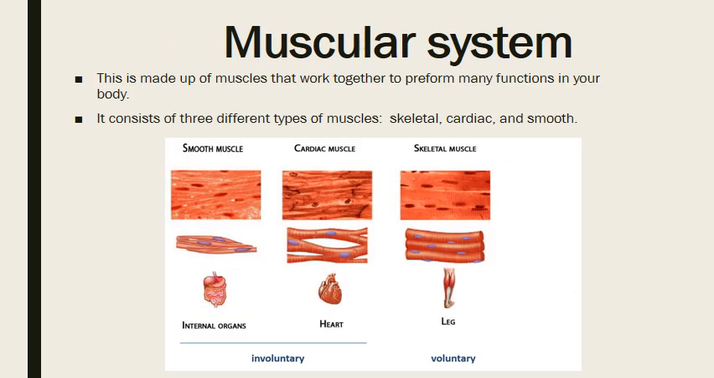We then looked at the muscular system. This is made up of muscles that work together to perform many functions in your body, and it consists of 3 different types of muscles: skeletal, cardiac, and smooth. So this is a quick summary.